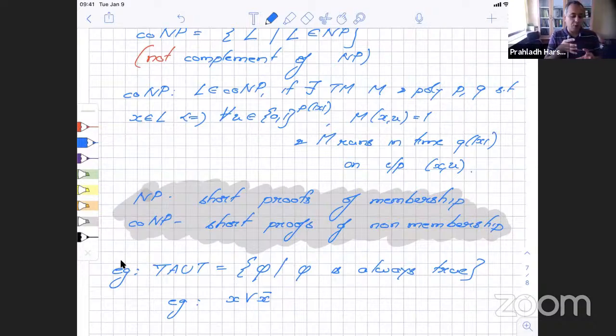NP is: you do not know how to come up with the satisfying assignment, but suppose somebody gives it to me, I can check that the satisfying assignment convinces me that the string is in the language. That's in fact the definition of NP, and coNP is exactly the other way. So it's those languages which have short proofs of non-membership.